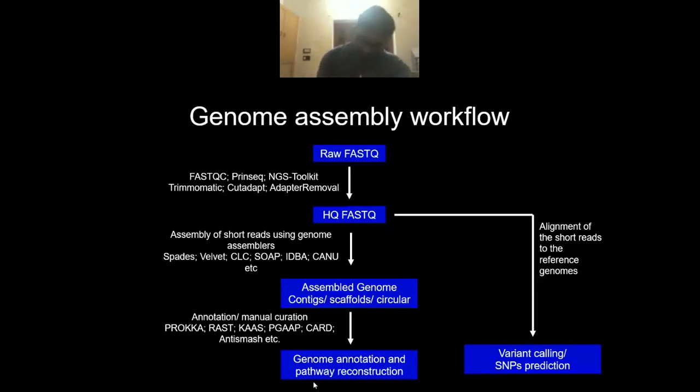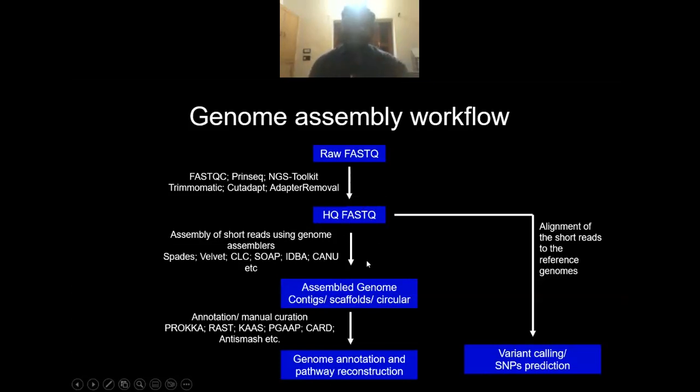so what we are going to do here is the genome assembly workflow, and then the downstream analysis. There are various steps we follow. We receive the raw FASTQ data, suppose, from the sequencing platform. There are various tools available like FastQC, PRINSEQ, NGS QC Toolkit, Trimmomatic, Cutadapt, AdapterRemoval. You can use any of these tools to perform the quality filtering and get the high quality FASTQ reads.